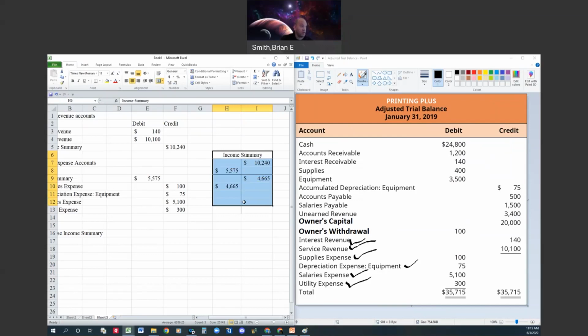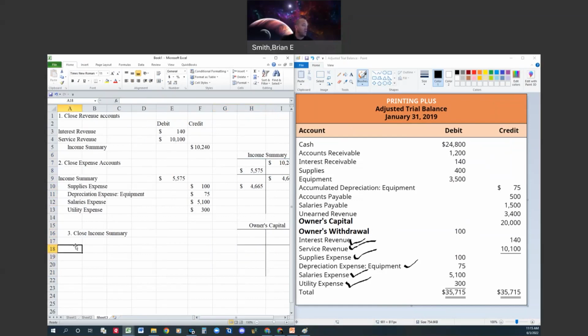Actually, I'm going to do this because I want to show our owners, owners capital. Sorry about that. Okay. And we're going to just clear these out for now. All right. I'm just saving some time in a second. All right. So we're closing the income summary. And so we're going to be debiting the income summary for 4,665. And then we're going to be crediting the owners capital by the same amount.